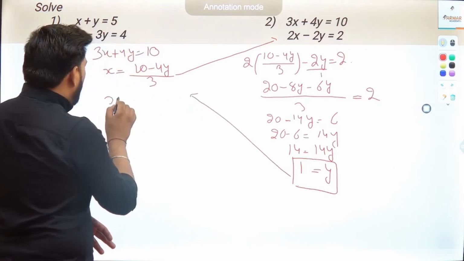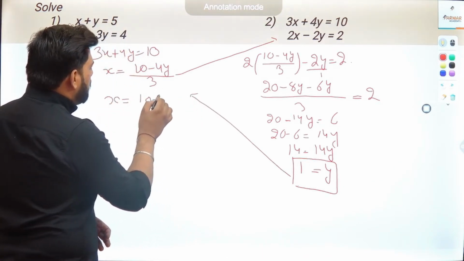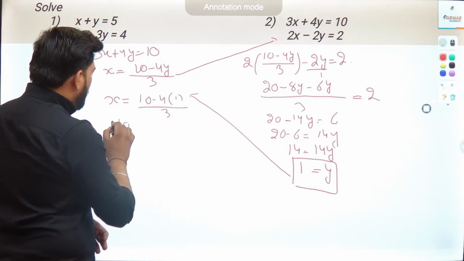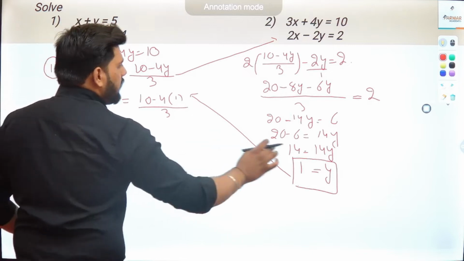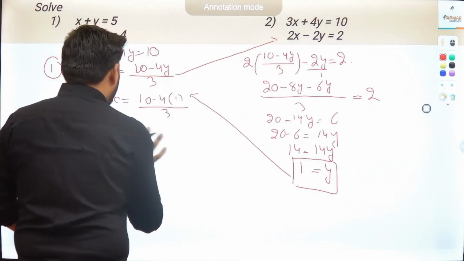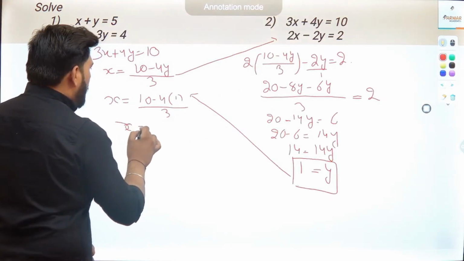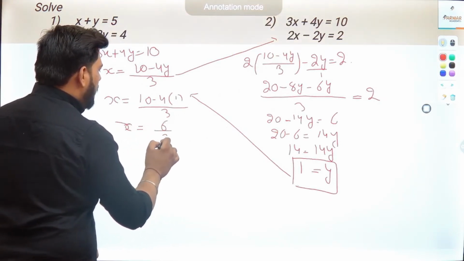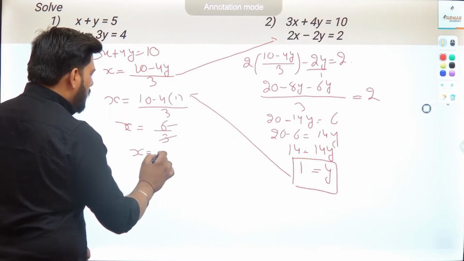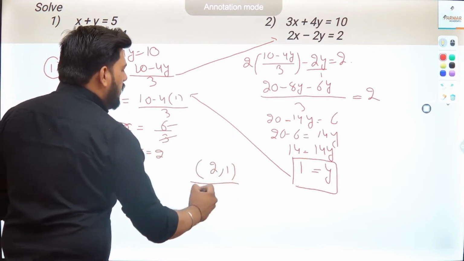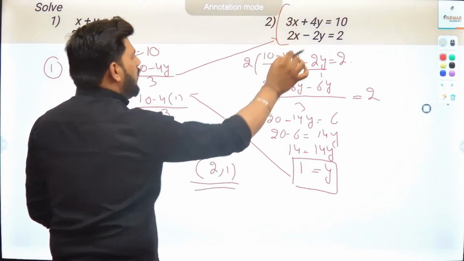This one, x is equal to 10 minus 4 into 1 upon 3. x is equal to 10 minus 4, that is 6 upon 3. So x is equal to 2. So 2 comma 1 is the solution of this system of equations.